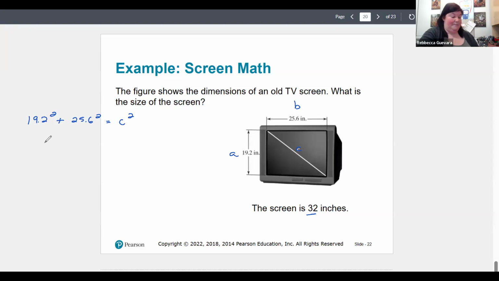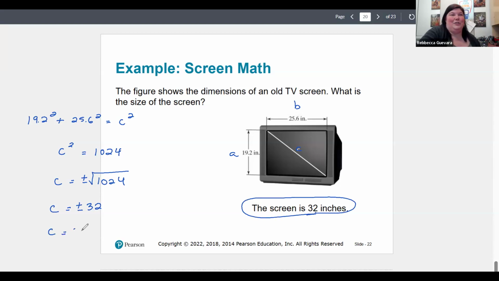So we get that other side. So what we end up with is that C squared is supposed to be equal to 1,024. So if you remember, technically when we solve this, that means C is equal to plus or minus the square root of 1,024. That means C is equal to plus or minus 32. So we just picked the one that makes sense, which is we don't want a negative measurement, that C is actually just going to be 32 inches.